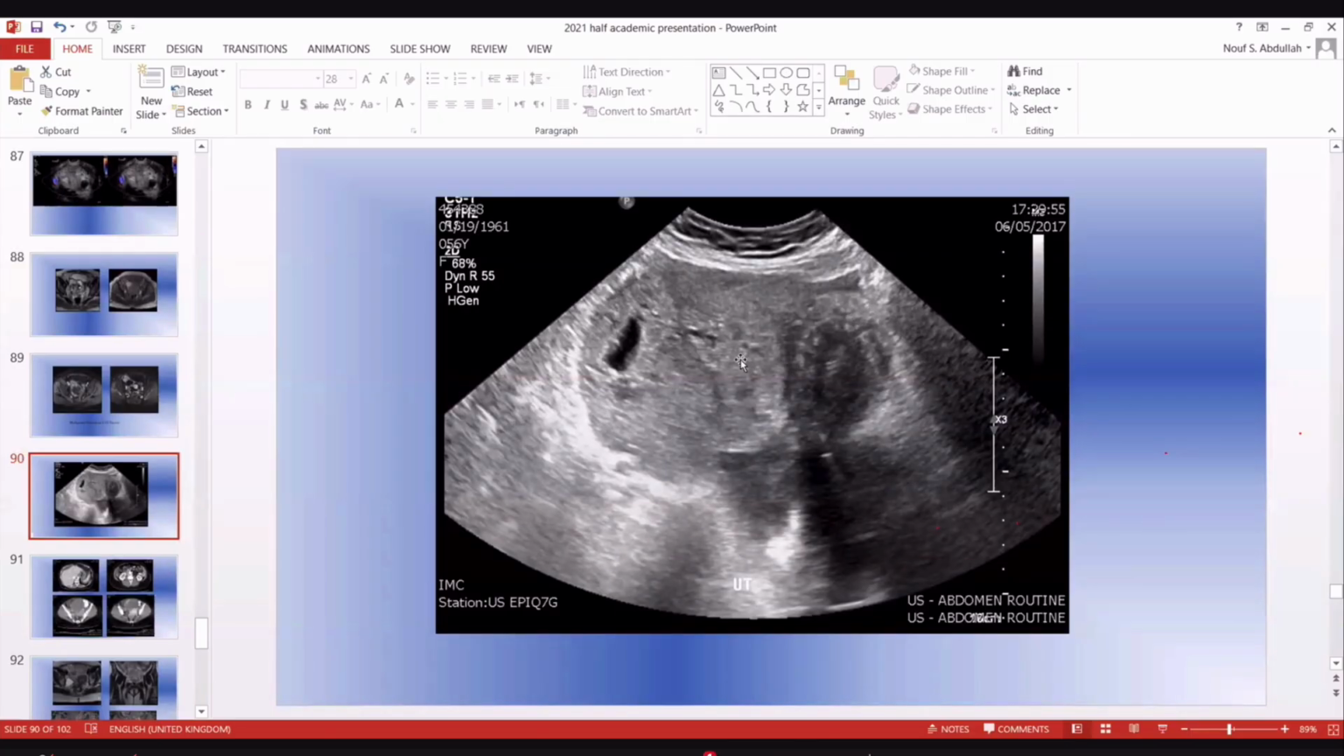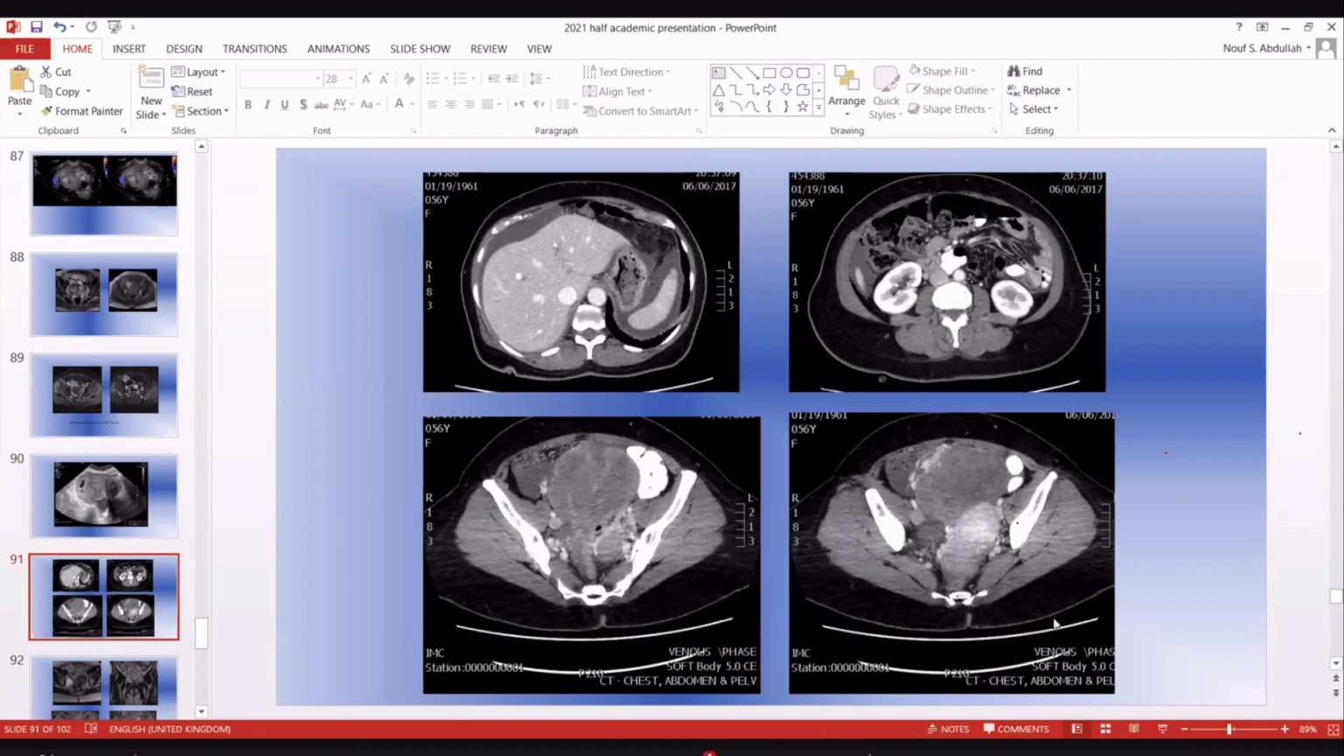Next question, is it solid or cystic? Looking at it, it looks like solid with some cystic changes. Your differential diagnosis for solid lesion would include metastasis, granulosa cell tumor, fibroma, Brenner tumor. Your next step, you would do MRI or CT scan.